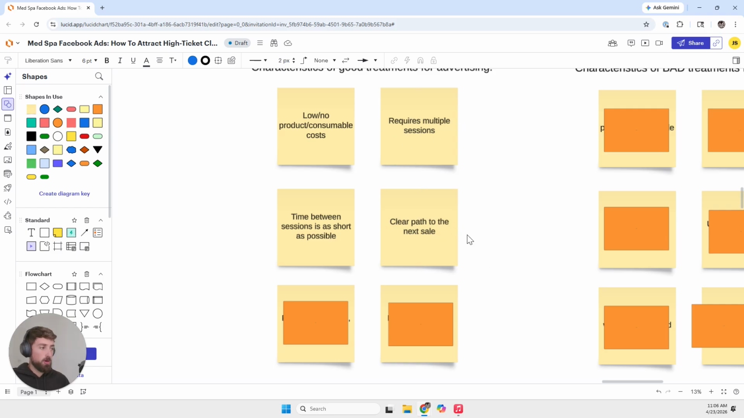Number 4 here is a clear path to the next sale. So this is similar to requiring multiple sessions, but we want it to be obvious to the person who's opting into the ad that they are likely going to need multiple treatments. If we take something like a hydrofacial, it would probably be best for people if they come in and get multiple hydrofacials over a period of time. But a lot of people see a hydrofacial as the type of thing that you get one time for quick rejuvenation and then you don't ever need it again.